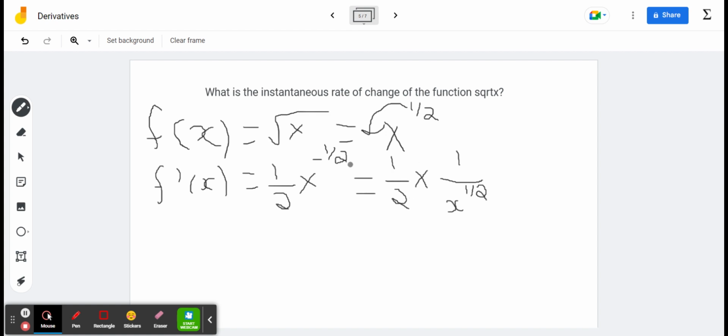So remember how our negative exponents work? We're going to bring it to the denominator and keep our exponent. And then I'm going to rewrite the exponent 1/2 as square root of x. So our final answer is going to be 1 over 2 times the square root of x.